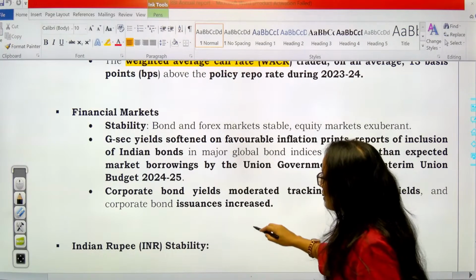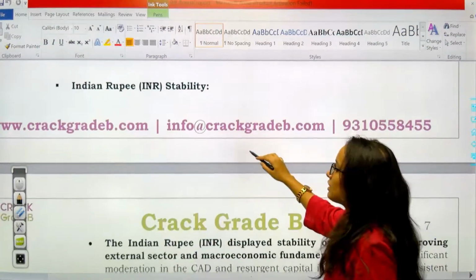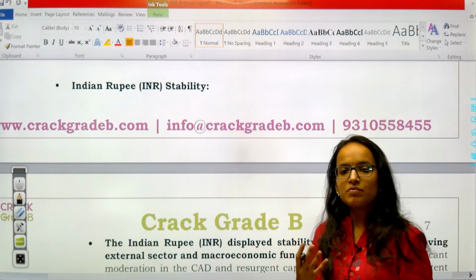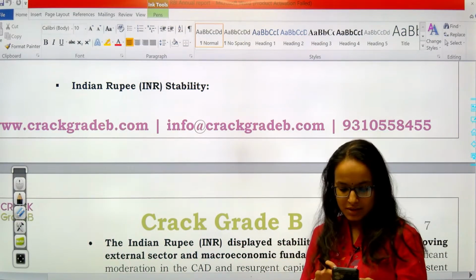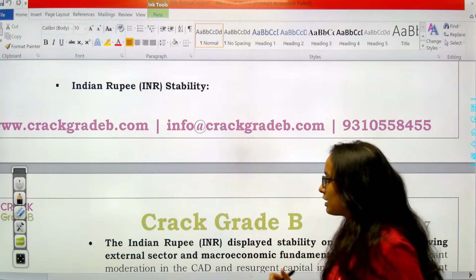Today we will be taking up from Indian rupee stability. What is the status of Indian rupee stability or its strength in our domestic economy and in international market? Let's see.